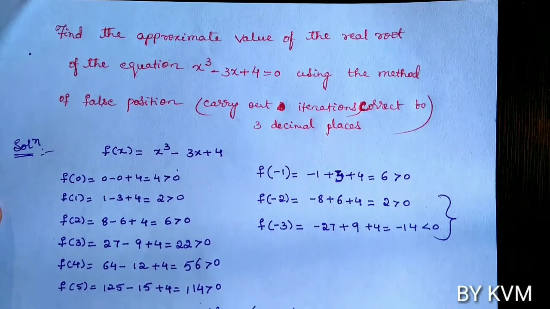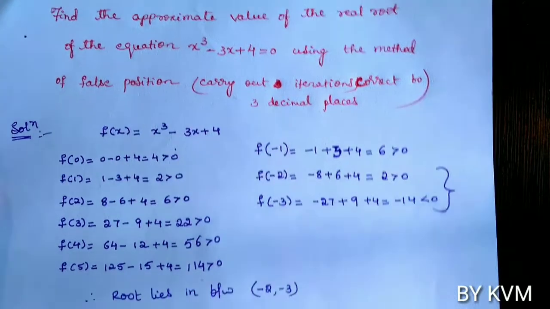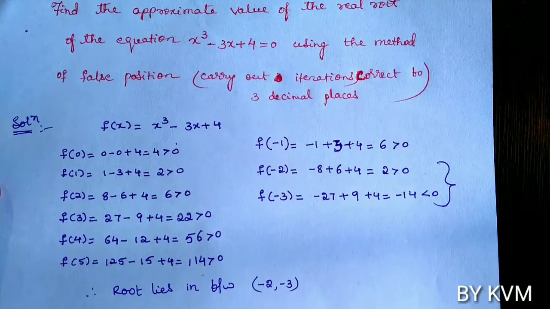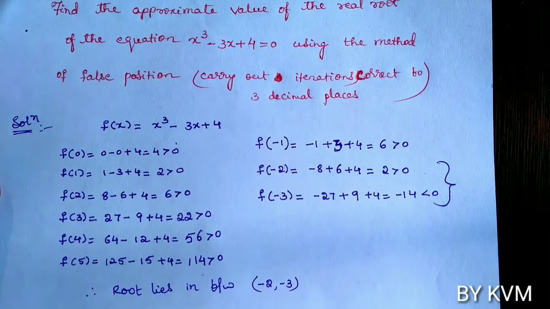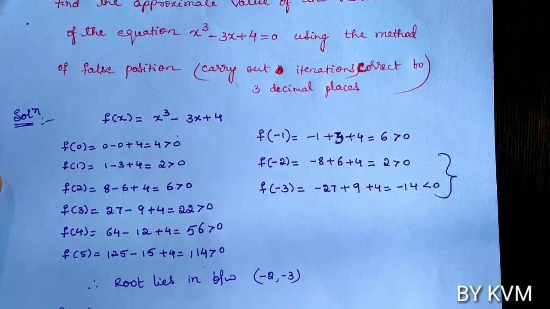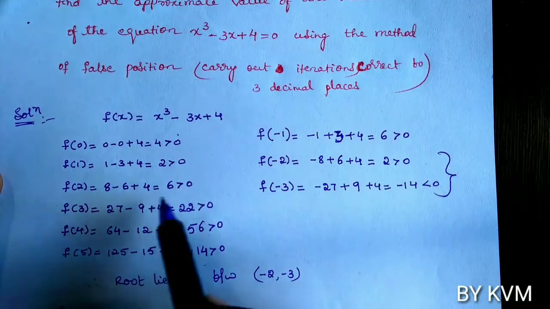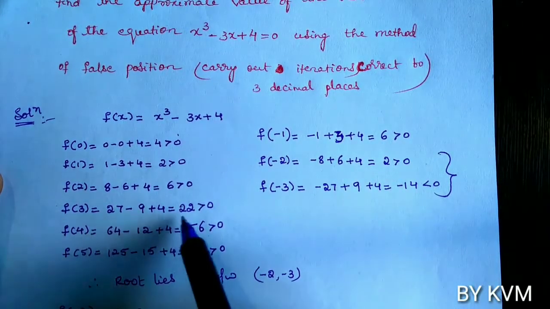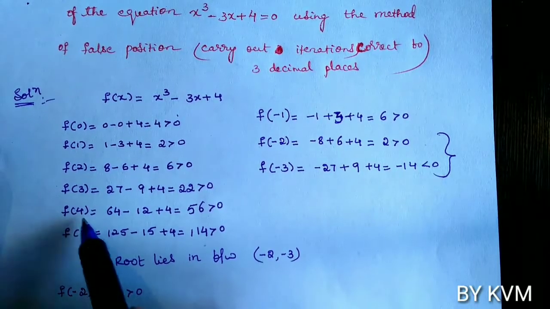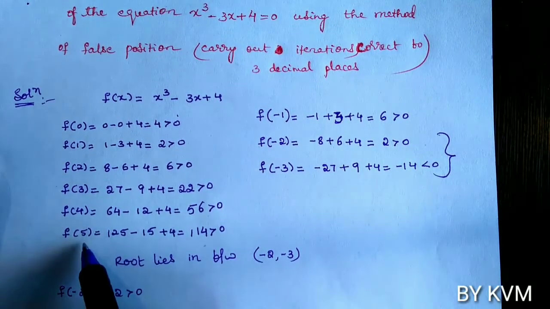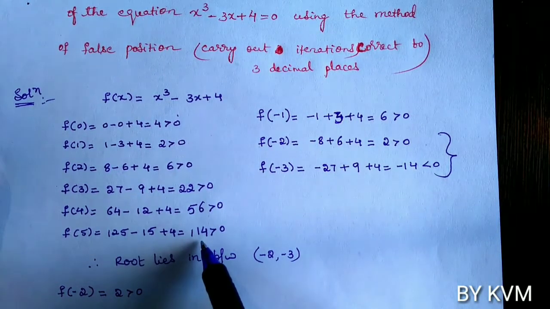Now take the given equation as f of x, that is x cube minus 3x plus 4. Then first we have to locate where the root lies. We have to find the position of the root. So by the inspection method give values for x. First put x equals 0, we get plus 4, which is greater than 0. Then x equals 1, we get plus 2, greater than 0. Then x equals 2, we get 6. Then x equals 3, we get 22. Then x equals 4, we get 56. Put x equals 5, we get 114, all greater than 0.